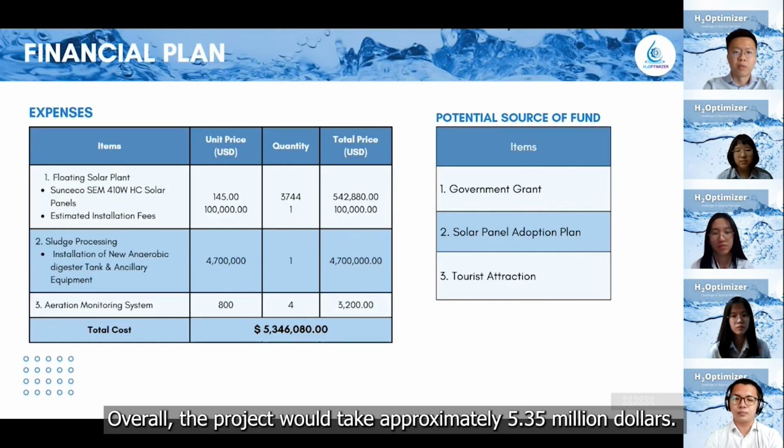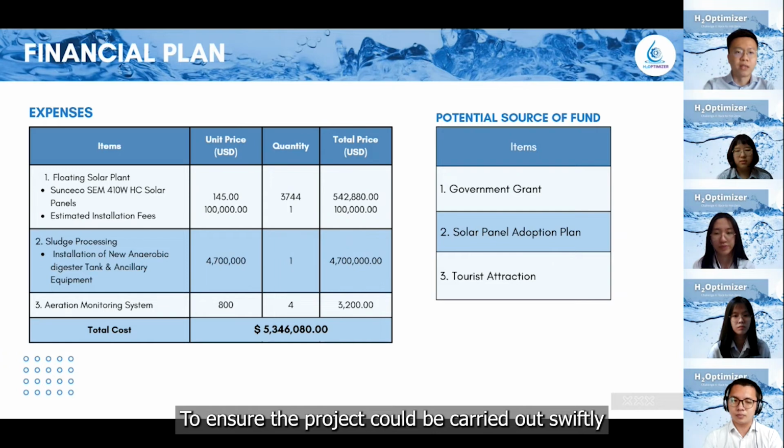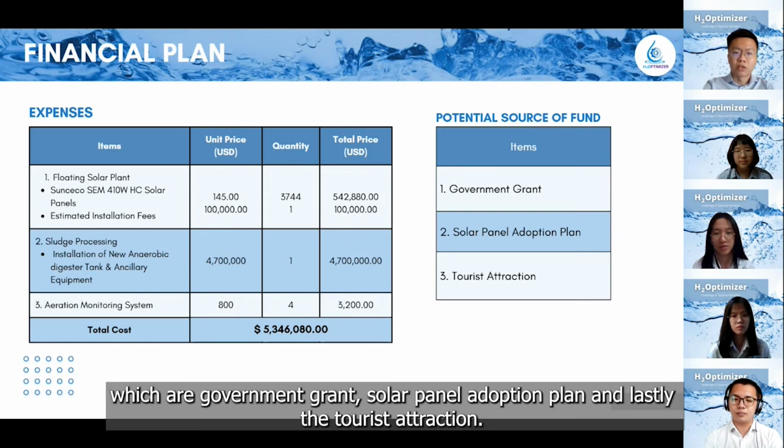Overall, the project would take approximately $5.35 million. To ensure the project could be carried out swiftly, we have targeted three potential sources of funds, which are government grant, solar panel adoption plan, and lastly, the tourist attraction.